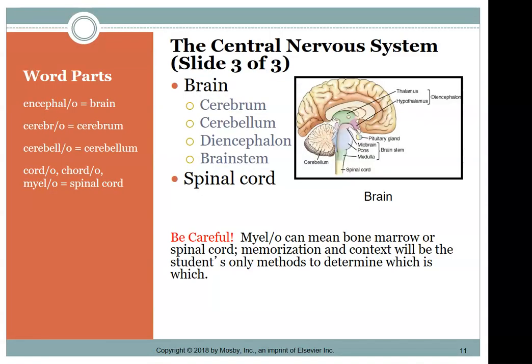The central nervous system consists of the brain and the spinal cord. The brain is divided into four sections: the cerebrum, the cerebellum, the diencephalon, and the brainstem. Myelo can mean bone marrow or spinal cord. Memorization and context will help you determine which one is which. Your word parts: encephalo is brain, cerebro is cerebrum, cerebello is cerebellum, cordo or myelo is spinal cord.